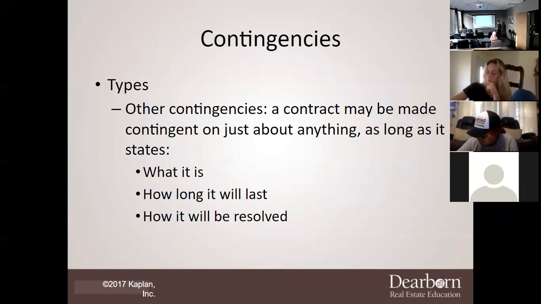And that is, what is the contingency? How long will it last? And how will it be resolved? And to be resolved, it's either going to be, they're not going to do what they did in the contingency and it's going to terminate, or they're going to do the contingency and it automatically resolves it. If that makes sense. So if it has these 3 things, then you can have a contract contingent on pretty much anything.